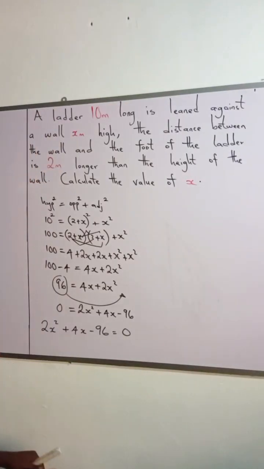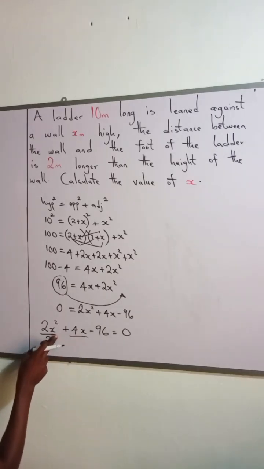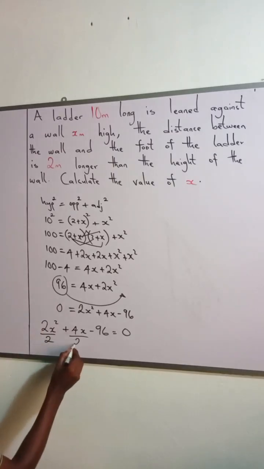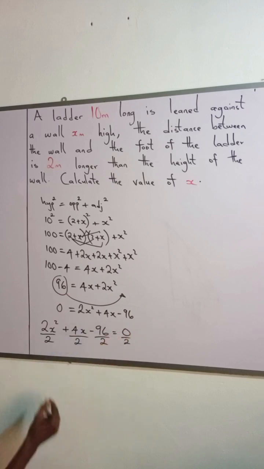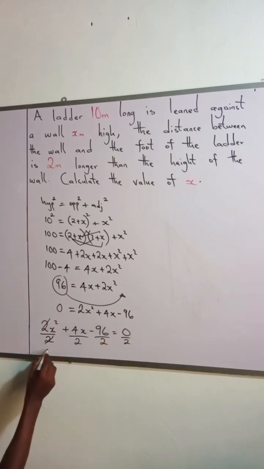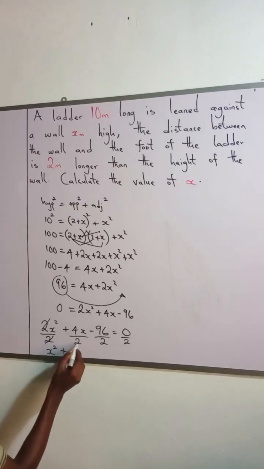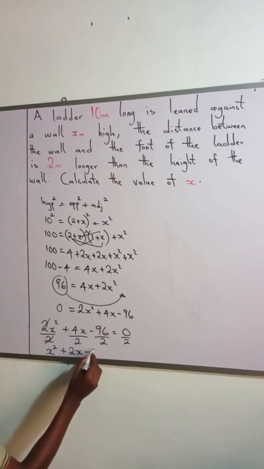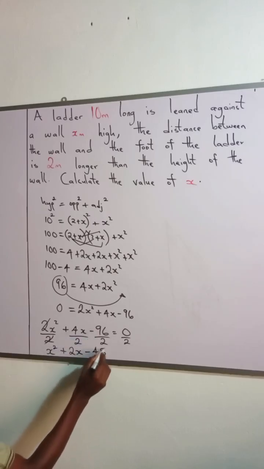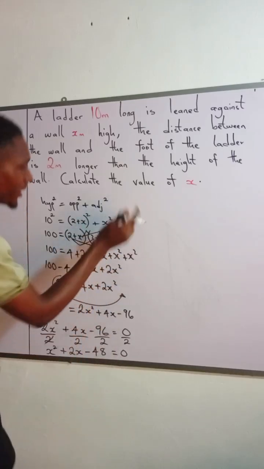Now, before we move ahead, we are going to divide everything by 2 so that this quadratic term and the linear term can have a coefficient of 1. Since everything can be divided by 2, 0 divided by 2 also still gives us 0. So this 2 goes with this 2. We are left with x squared plus 4 divided by 2 is now 2x. 96 divided by 2 is now 48 equal to 0. Now I'm going to move this equation up here.